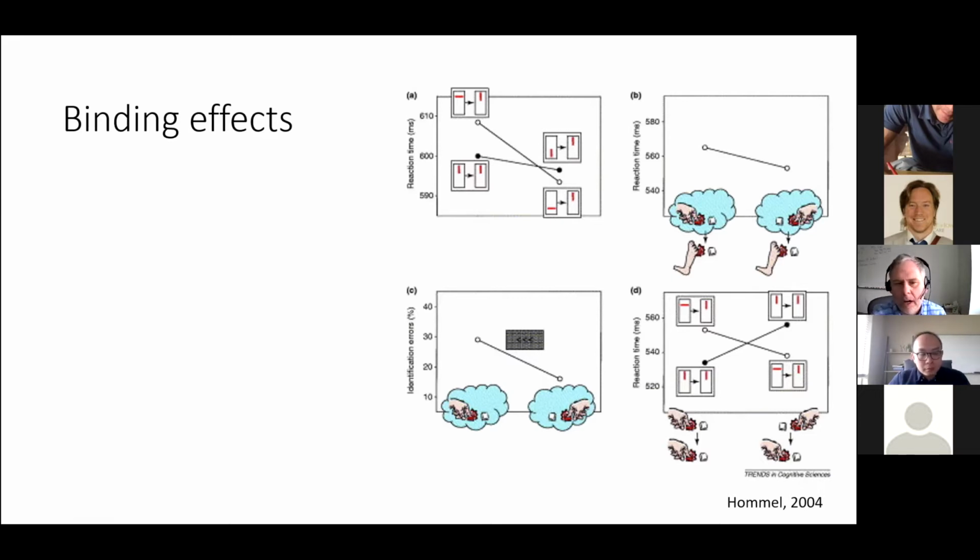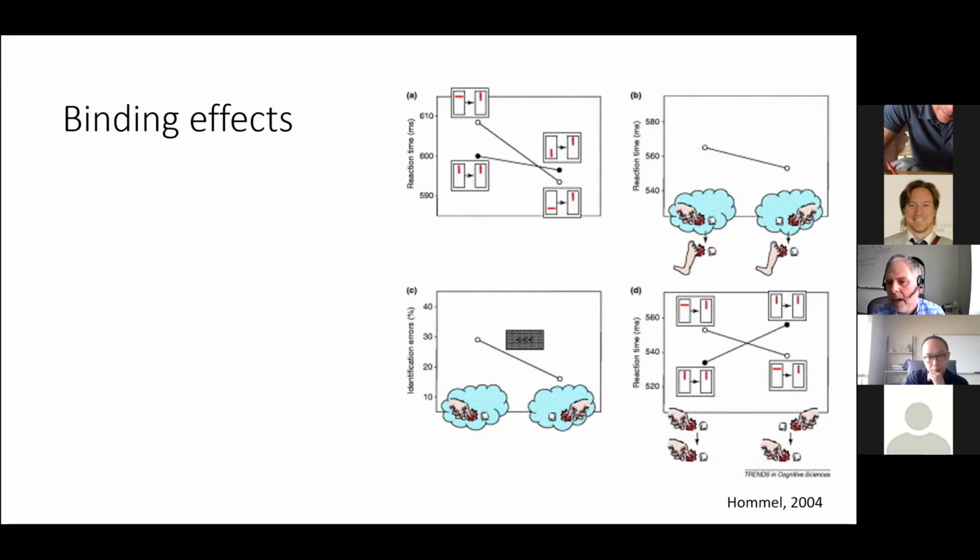So here's data or description of binding effects from Hommel's paper in 2004, talking about various instances of binding effects. You can see on the upper left-hand corner, it's a sequence of choice RT tasks where the subject is responding to the location of the red stimulus, and you're faster when the location repeats. You're also faster when the orientation repeats. And when the location switches, you're faster when the orientation switches.